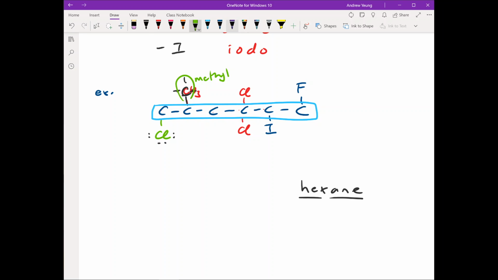Now we started adding on some halogen groups here. Again, the halogens don't hold other neighboring hydrogens, but you can similarly call these chloro groups, call this iodo, call this fluoro. Those are also substituents branching off the parent, but not necessarily a carbon chain itself. Right. Last rule here is we want to keep the numbers tiny.